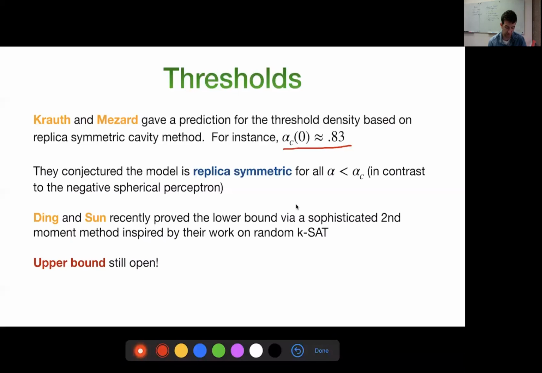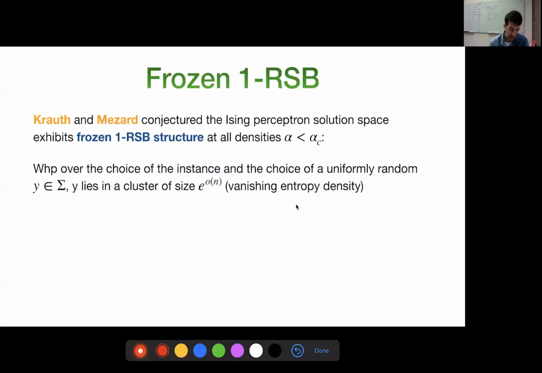And so unlike the case of random CSPs, where usually the upper bound comes first and then the lower bound is the harder argument, here the lower bound is known, but the upper bound is still open. But Krauth and Mézard predicted much more than just this threshold. They predicted something about the solution space. And so remember, the solution space is the set of sigma, the solutions, and this will decrease, the set of possible solutions will get smaller and smaller as we add more constraints.